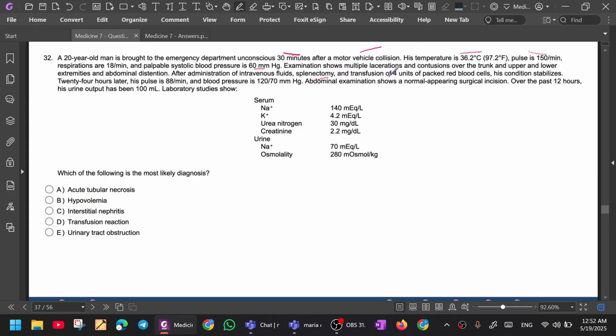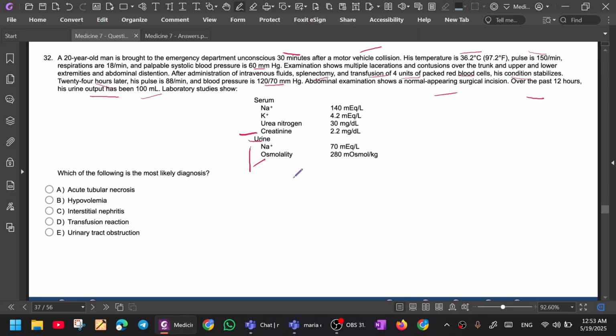24 hours later, pulse is 88 and BP is normal. Abdominal exam shows normal appearance, surgical incision. Over the past 12 hours, his urine output has been 100 ml. Labs: serum sodium is fine, potassium is fine, urea is high, and creatinine is high. Urine osmolarity is 280 and urine sodium is 70. I don't know what that means. Which of the following is the diagnosis?